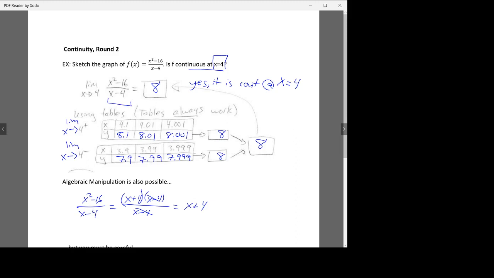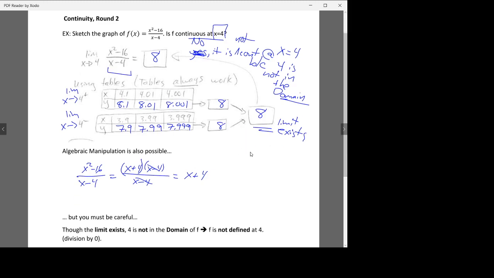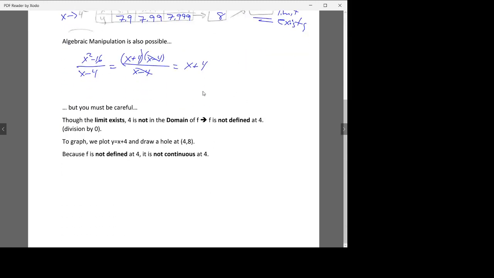Oh, I'm sorry. I did make a mistake. No, it is not continuous at x equals 4 because 4 is not in the domain. So even though the limit exists, you cannot plug it in, so it fails that first rule.